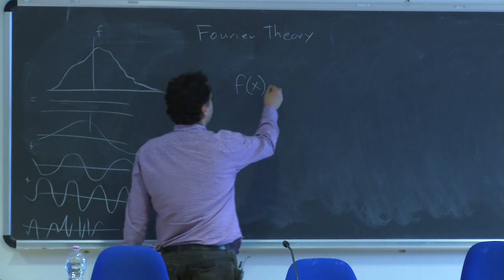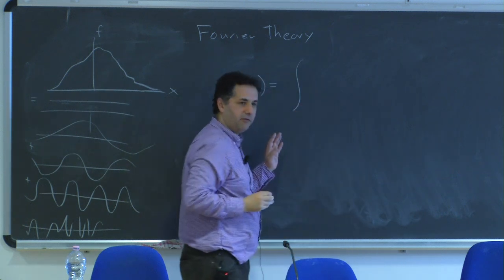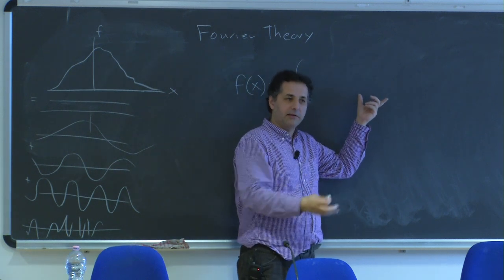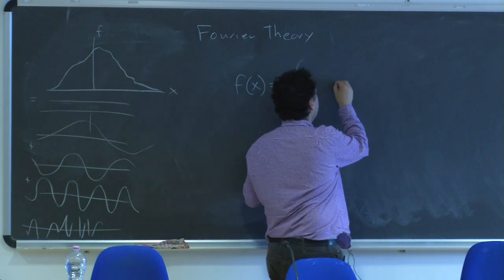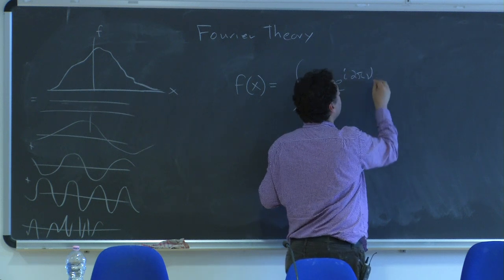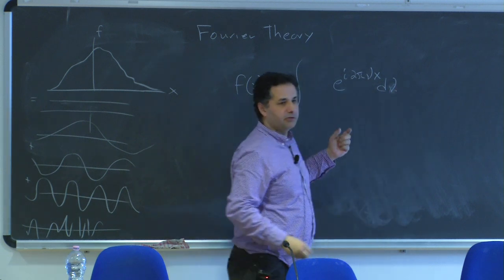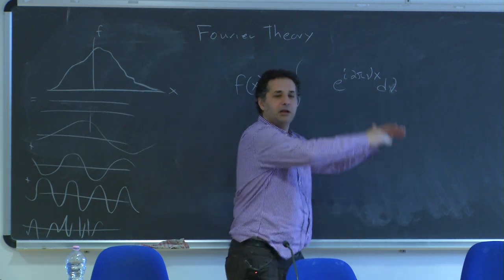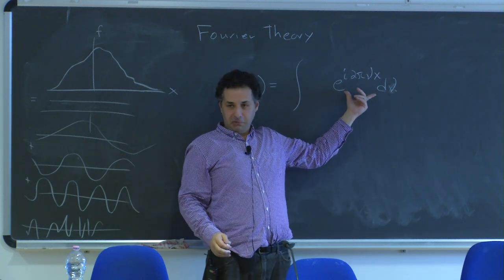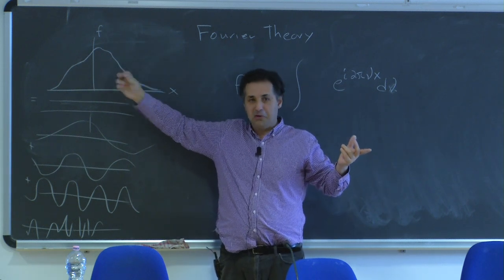So what he said is, I can express this function as the integral of something times sines and cosines. And a more general way to say sines and cosines is to say an exponential: e to the i 2 pi nu x, dnu. So these things that oscillate at different frequencies are like the ingredients in a recipe. And this is like the cake or the dish that you cook.